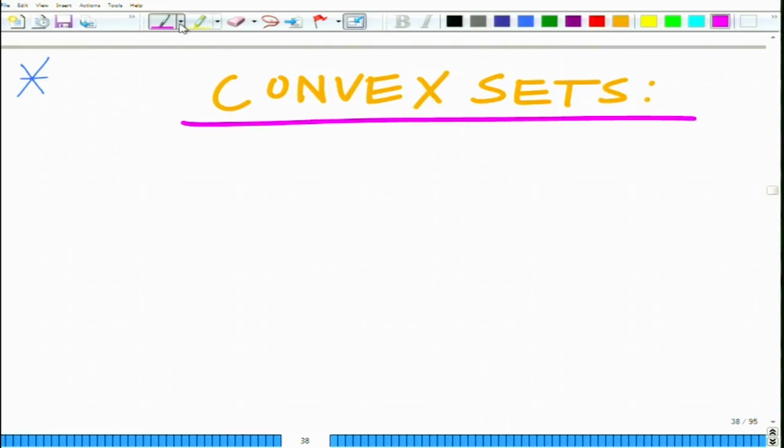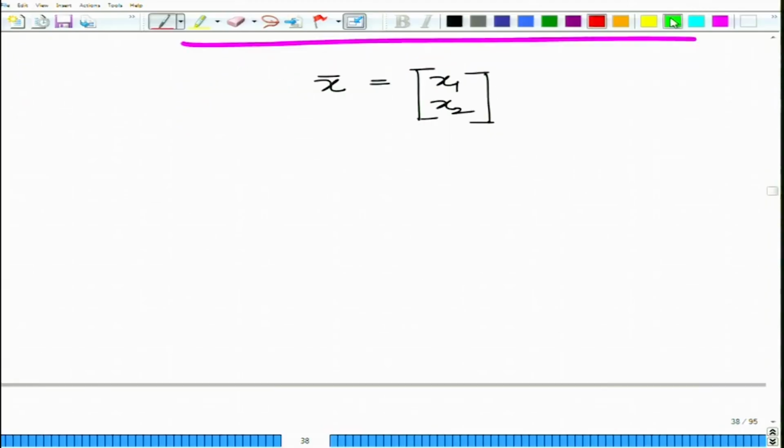And well, what is a norm cone? Let us consider a two-dimensional scenario. Let us consider a two-dimensional vector x1, x2, and consider the set of all vectors such that magnitude of x1 is less than or equal to x2. So, we want to look at the set of all vectors x bar such that magnitude of x1 is less than or equal to x2. Alright, and this can be represented as follows.